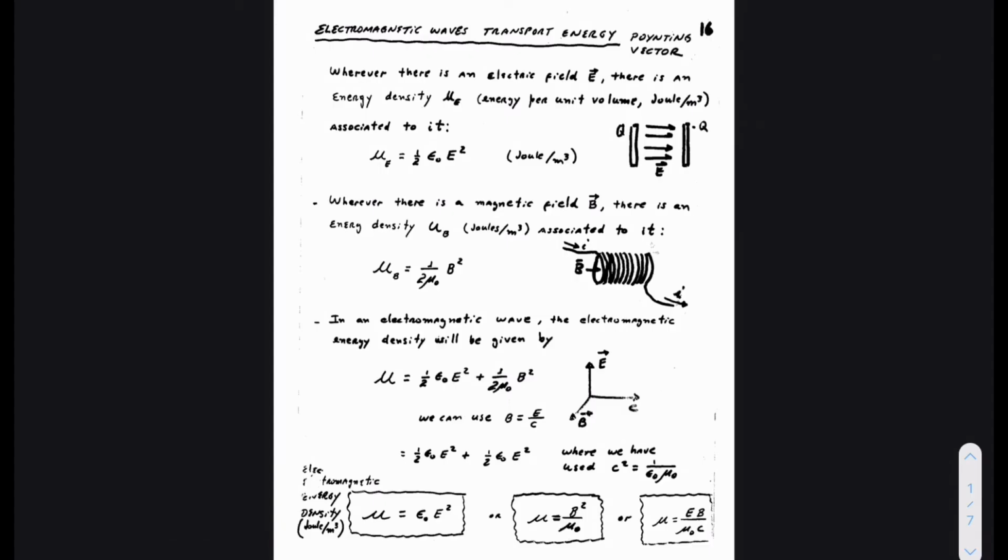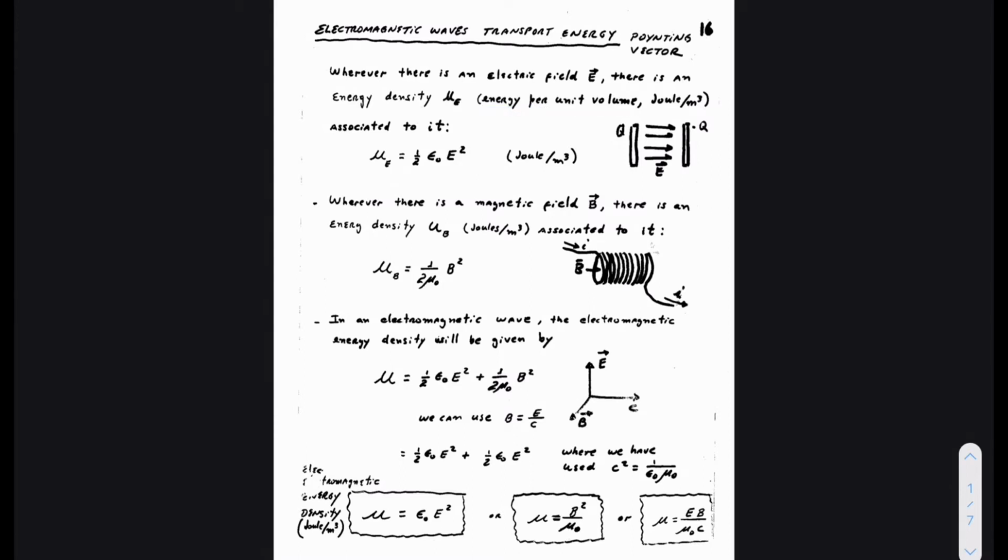So we will now find out the energy carried by electromagnetic waves. Wherever there is an electric field E, we can assign an energy density for that electric field. And we know that the energy per unit volume due to that electric field, which we denote by mu E, can be written as half of epsilon naught times E squared.